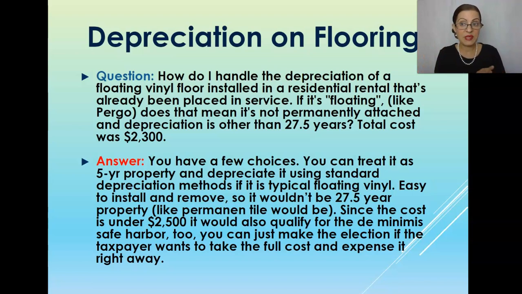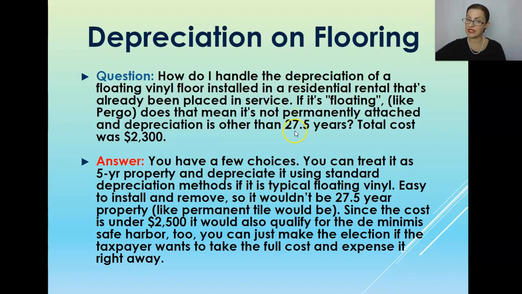And the rental has already been placed into service, so it's already had tenants in it, and now they're installing a floating vinyl floor. They wanted to know if it's floating, in quotes, like Pergo, does it mean that it's not permanently attached, and depreciation, is it 27.5 years, like the rest of the rental? The total cost was $2,300. So all of this is relevant to the eventual tax treatment. And my answer was that the taxpayer has a few choices. They have multiple choices in this regard. They can treat it as 5-year property because this is actually removable.